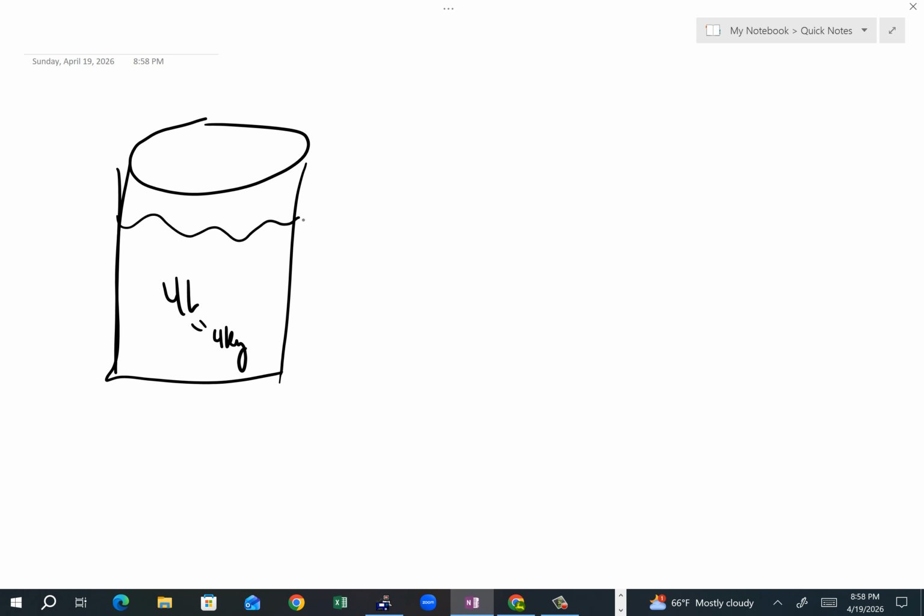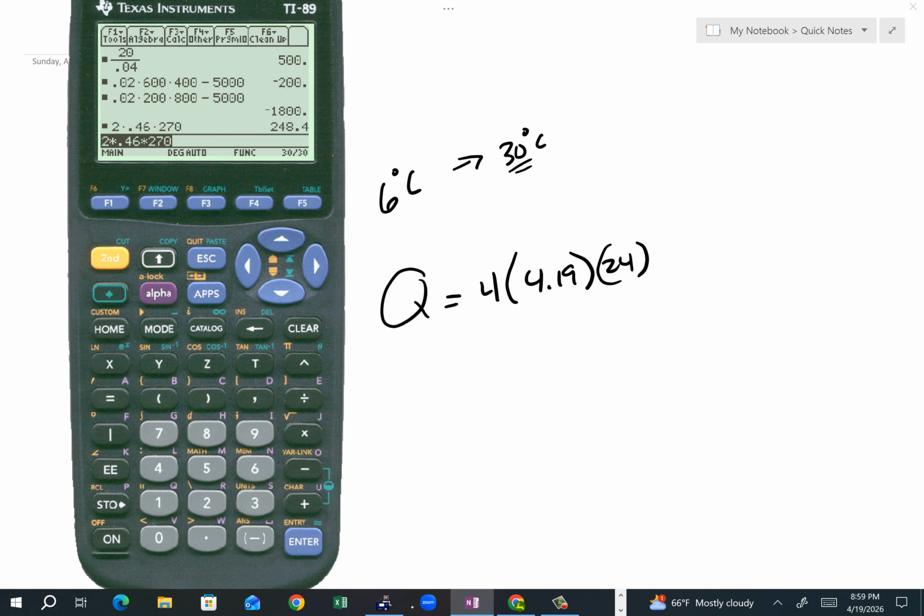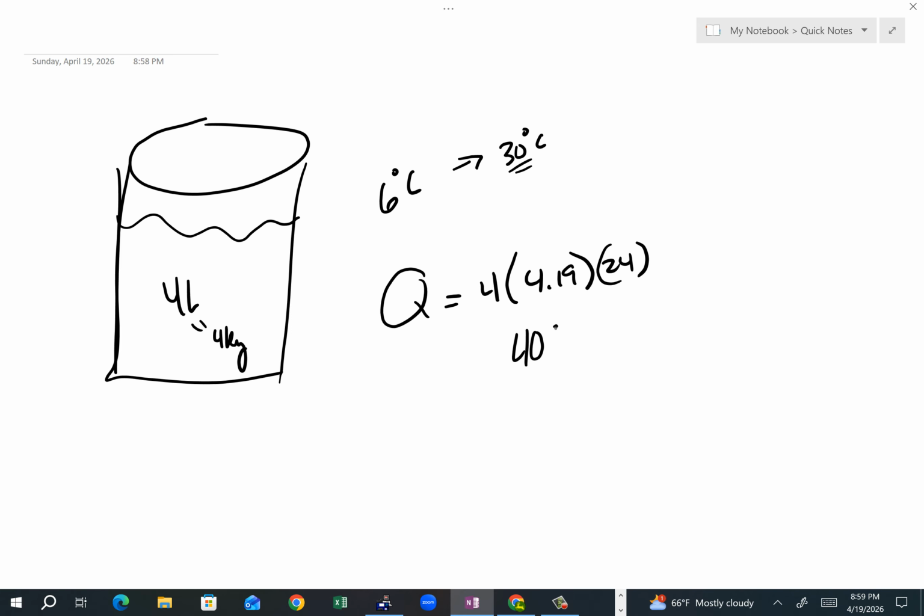There it is. Now, it is currently at 6 degrees C. We would like to raise it to 30 degrees C. That's hot. It's actually tepid. But anyway, here we go. So, Q is equal to M times C, which is 4.19, and then times 24. Remember, this will be in kilojoules. 4 times 4.19 times 24 is 402 kilojoules.